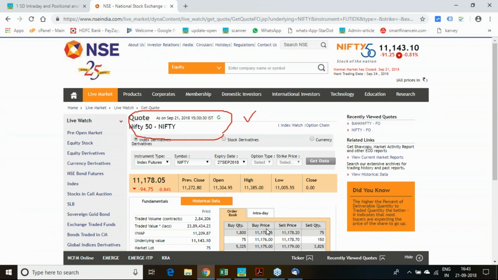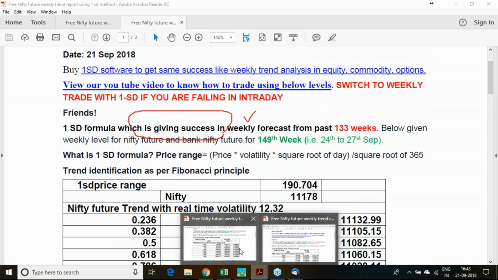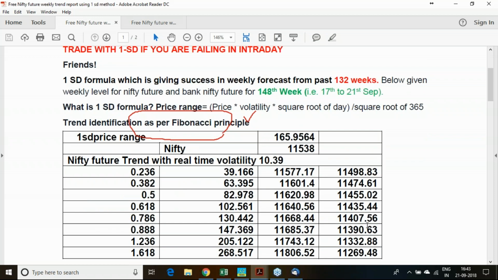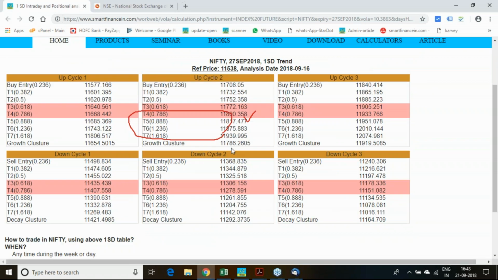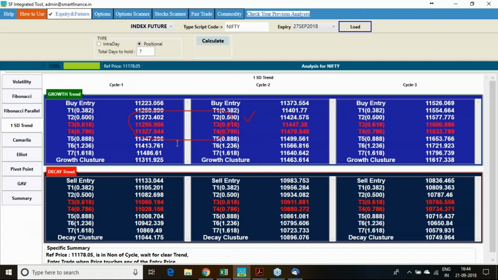The reports which we transmit have only 1 cycle. The report was given on 15th September, and this was where the calculation was done. This is for 1 cycle till 11,269. The first cycle was there. So if you look at the happenings, what happened today and what the 3 cycles are. If I generate the same report using our software, you will get 3 different cycles: cycle 1, cycle 2 and cycle 3, which will be valid for the entire week.